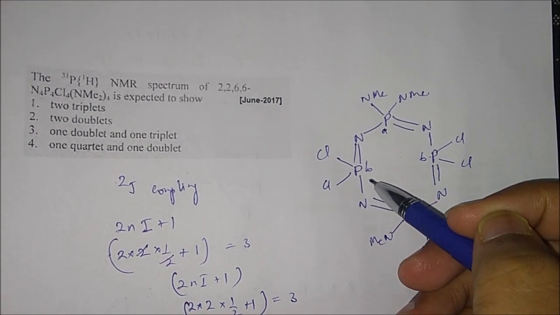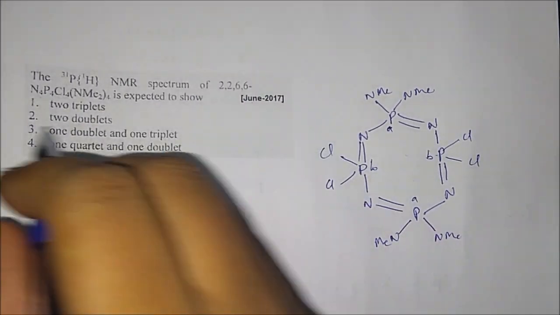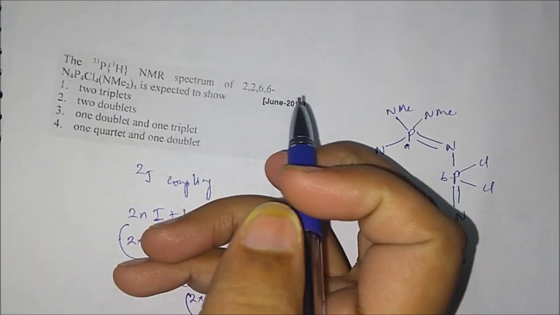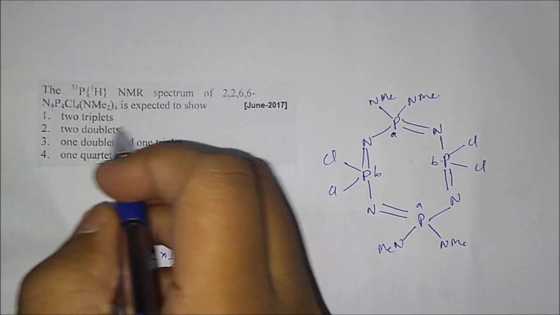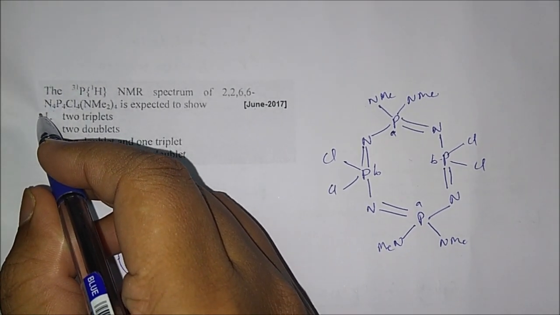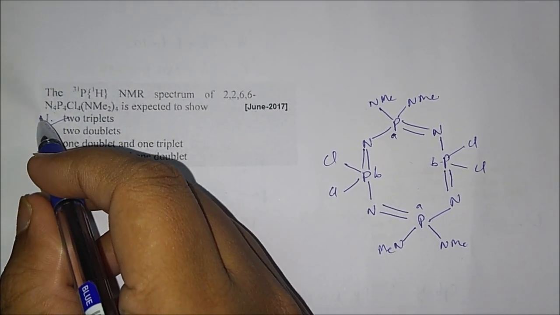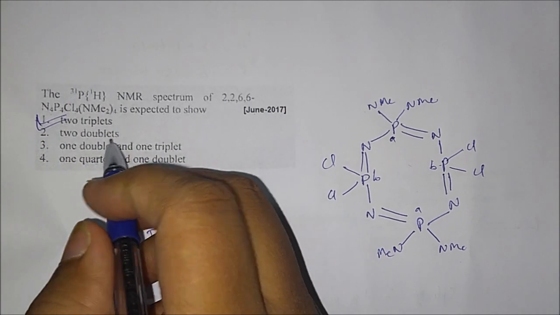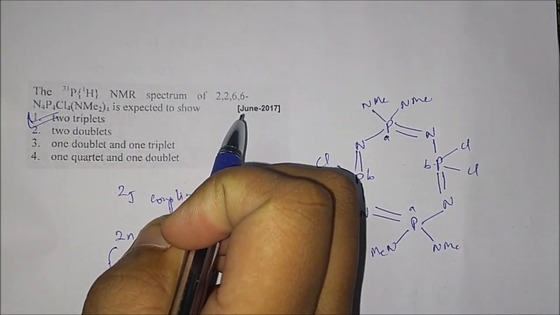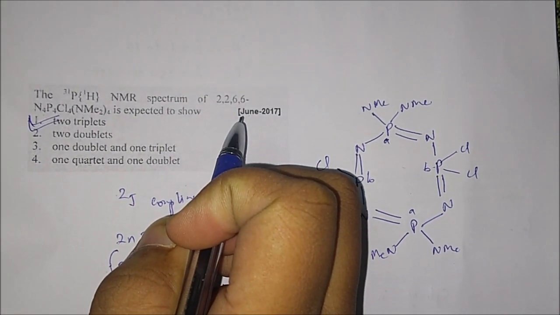So the phosphorus of type A will also give you a triplet, and the phosphorus of type B will also give you a triplet. That means you will get two triplets in this compound. Alright, so the correct option for this question will be option number 1, that is 2 triplets. See how easy the question was, and it came for 4 marks in June 2017.